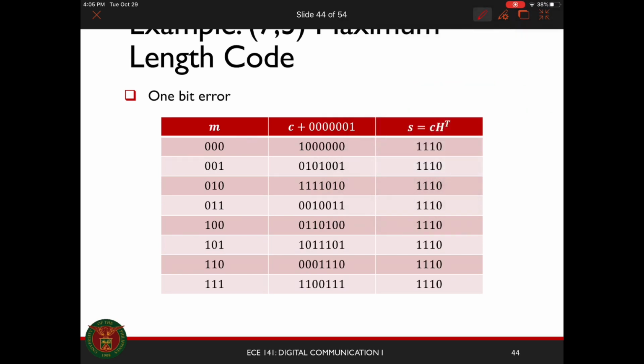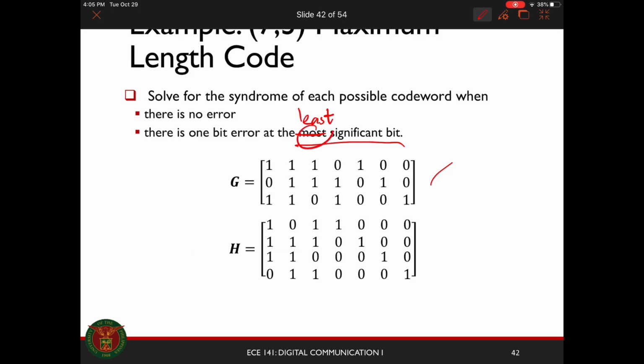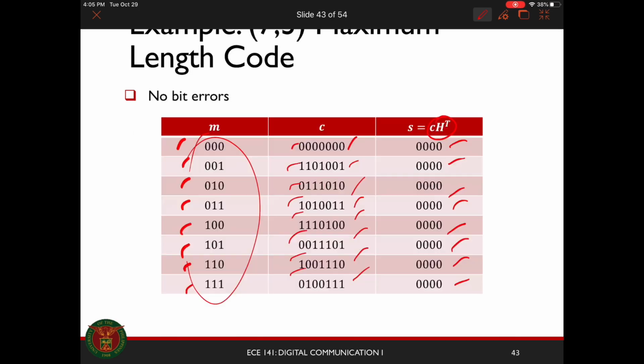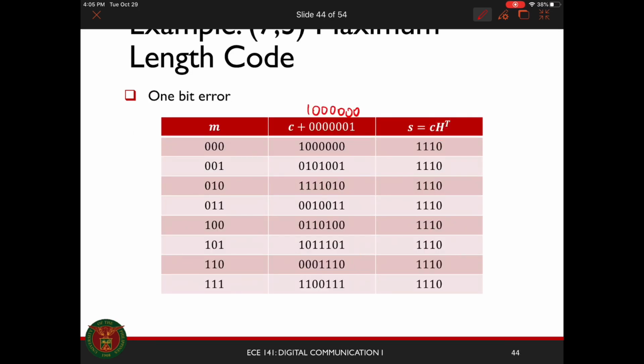Okay, so this should be 1000000. So that's correct. It's the most significant bit, not the least. All right. So with the most significant bit in error, if you get the syndrome of that, you'll end up with a non-zero syndrome, which indicates that there is an error that is detected. So we have detected an error.